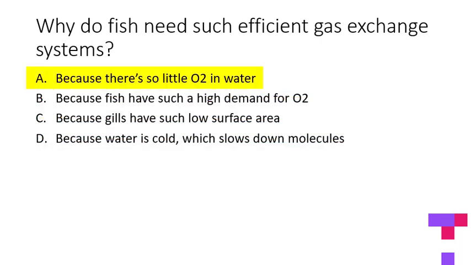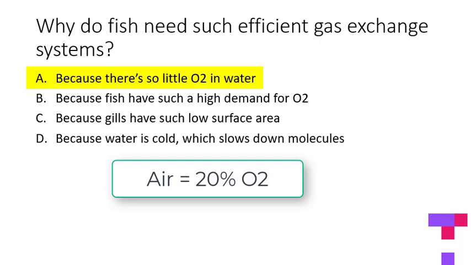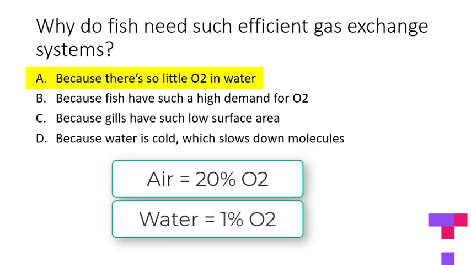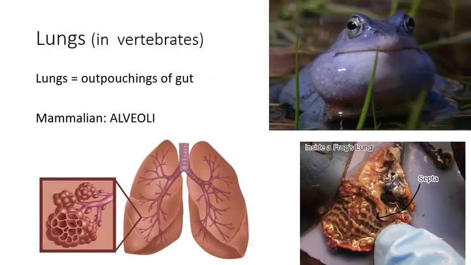When I've given you the percentages of oxygen in the atmosphere, that's 20%. That's air. Water holds less oxygen. It has less than 1% oxygen. Land animals don't need as efficient a respiratory system because they have plenty of oxygen available.